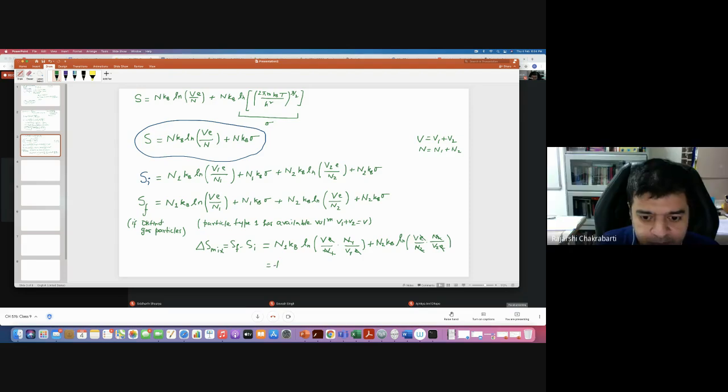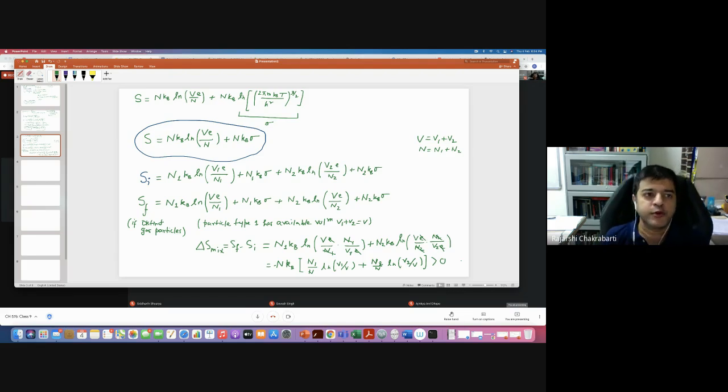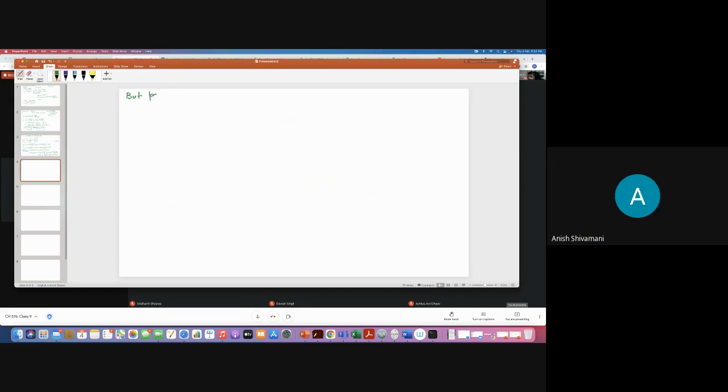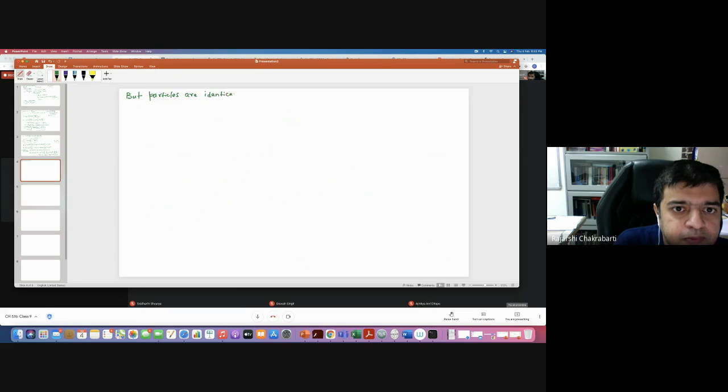Yes, sir. If I multiply with minus n kb, the way I did, it is N1 by N ln V1 plus N2 by N ln V2. So we should not be doing this. Even with the corrected formula, if we do this way, then I will get delta S mixing positive. Then what should we do? But particles are identical, no? Then what should be your S final? So the correct way of calculating S final is as follows.